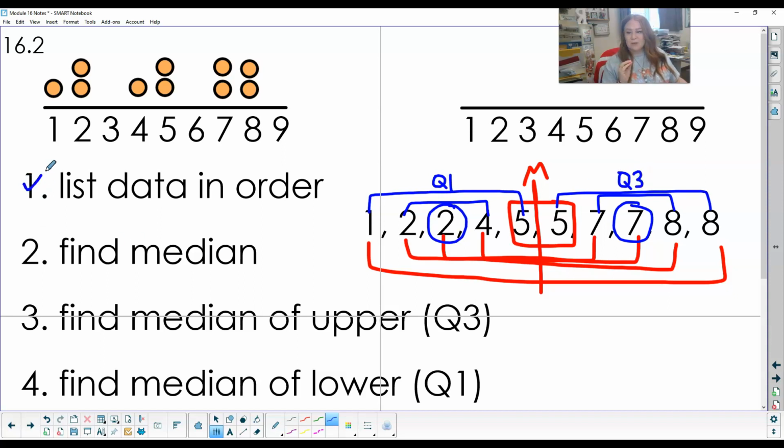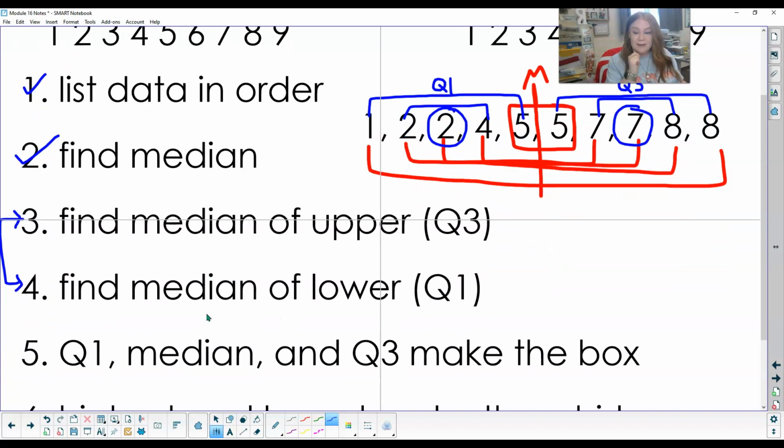So we listed them in order. We found the middle, which was 5. We found the middle of the upper and the middle of the lower. It doesn't matter which order you do those in. These two can switch and interchange as long as you find both of them.